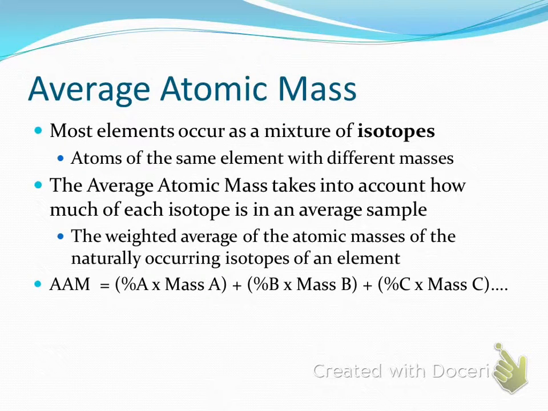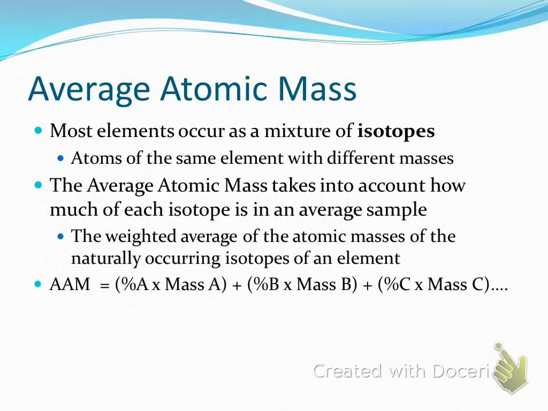This equation is telling us that the average atomic mass is what's reported to you on your periodic table. It's a weighted average of all isotopes of that element in their certain abundance. If I have a percentage of isotope A, I'm going to multiply that by its atomic mass. I'm going to add that to the percentage of isotope B times isotope B's mass. I'm going to do that for isotope C, and I could go on and on.